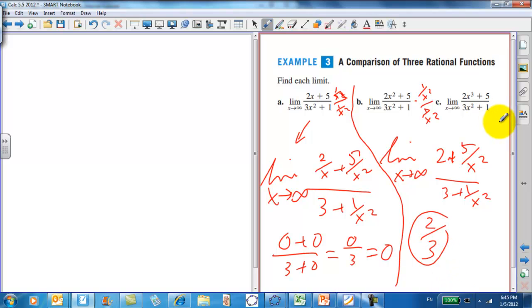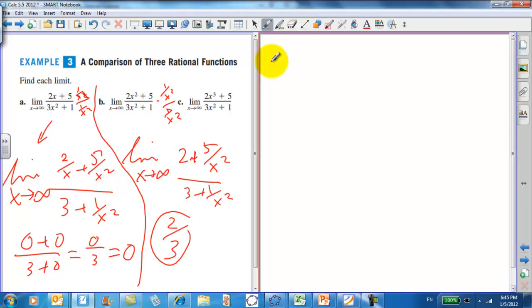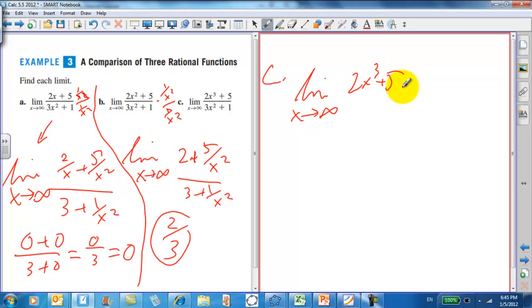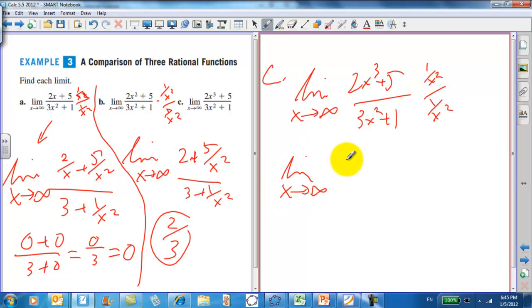Finally, let me pop C up on another page here. For part C, the limit as x goes to infinity of 2x cubed plus 5 over 3x squared plus 1. I'm going to multiply top and bottom by 1 over x cubed, but that's not going to quite do it. Let's just multiply by 1 over x squared. You can see where we've got some problems here. It's not going to boil down for us. As x goes to infinity of 2x plus 5 over x squared all over 3 plus 1 over x squared.